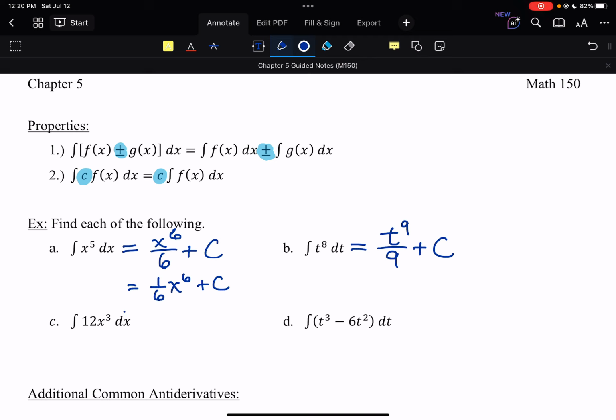If we have one like this, with integral of 12x cubed, you could go ahead and leave the 12 out like this. That would give us x to the 4th over 4 plus c. The 12 and the 4 have a little bit of cancellation, so that's a 3x to the 4th plus c.